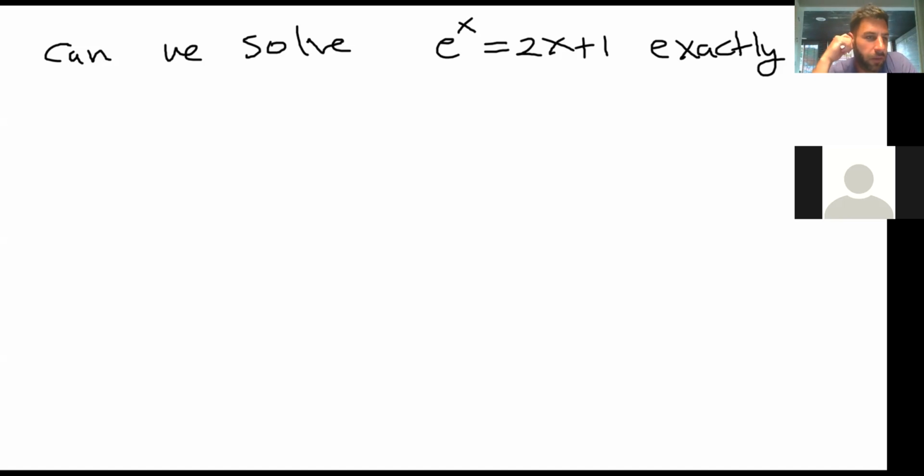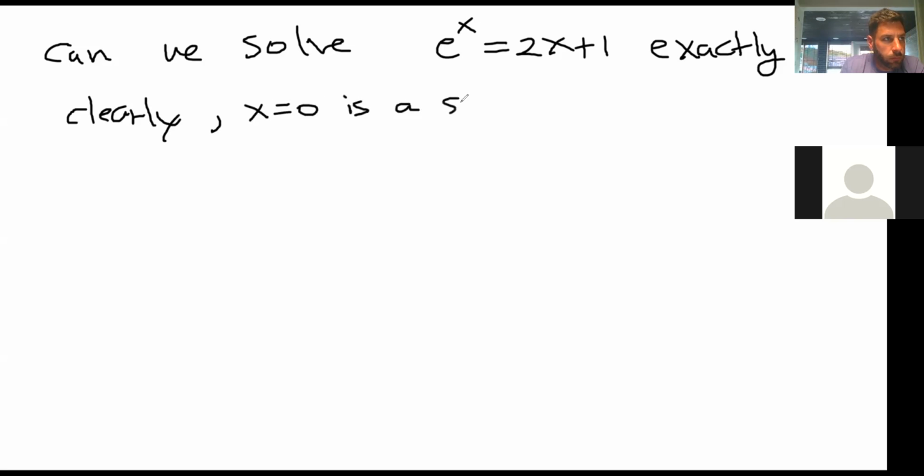Clearly, if I plug in, there is one solution that's easy to see. The first solution is if I plug in 0, we get a solution. So let's make note of that. Clearly, x equals 0 is a solution. Now, the graph tells us there's another one, but we don't know exactly what it is.